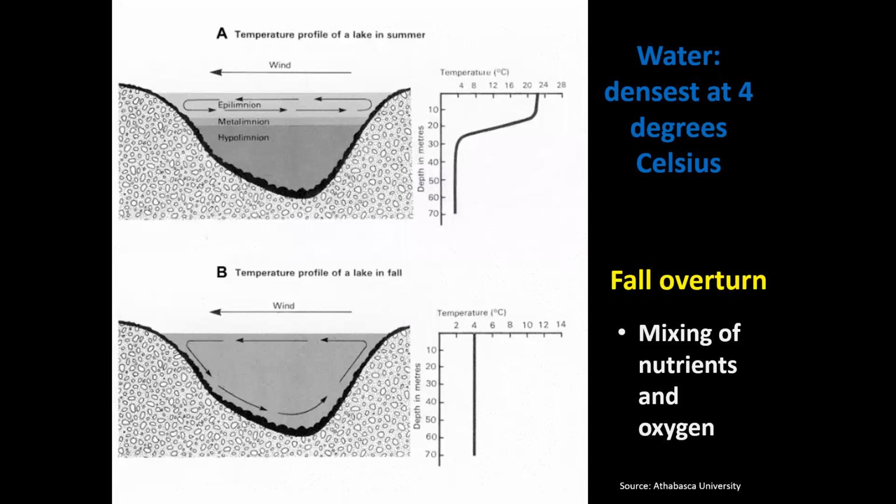Now, when you move into fall, we've looked at the top diagram before, and now we're going into the fall. All of the water eventually gets to 4 degrees Celsius. It's the same density, and so wind action, if there's enough wind and it's not shaded by trees and wide enough to get mixing action occurring, you can get this overturn in the fall. And so you get mixing of nutrients and oxygen.